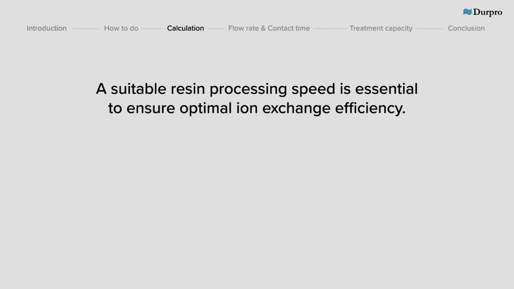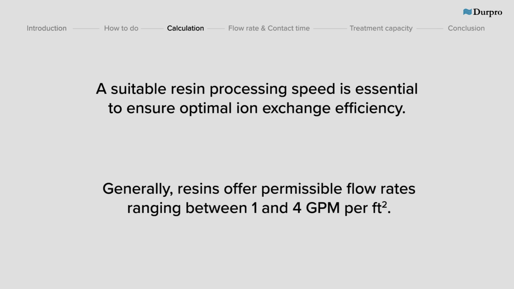A suitable resin processing speed is essential to ensure optimal ion exchange efficiency. Too low a speed can result in resin bypass by water, preferential path, while too high a speed can reduce the contact time between water and resin, compromising ion exchange efficiency. Generally, resins offer permissible flow rates ranging between 1 and 4 gallons per minute per square foot.